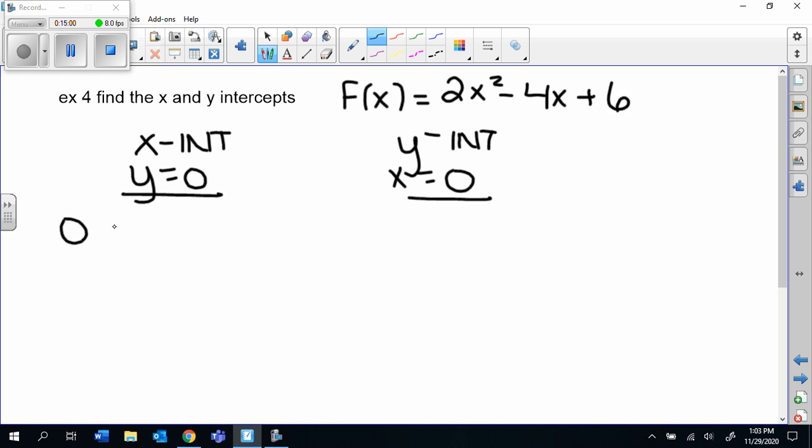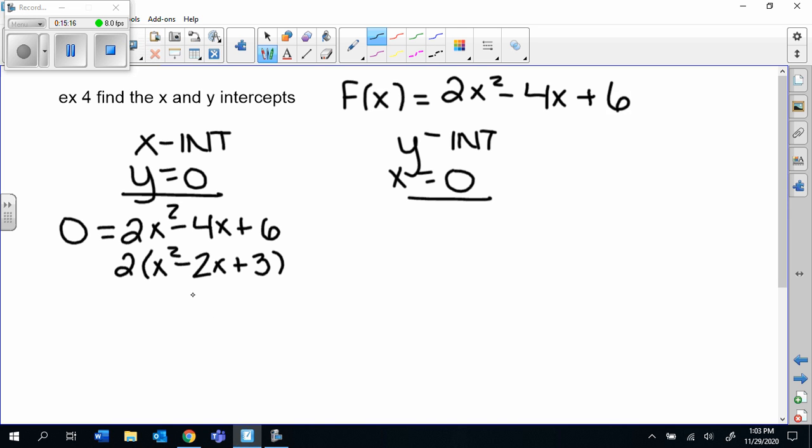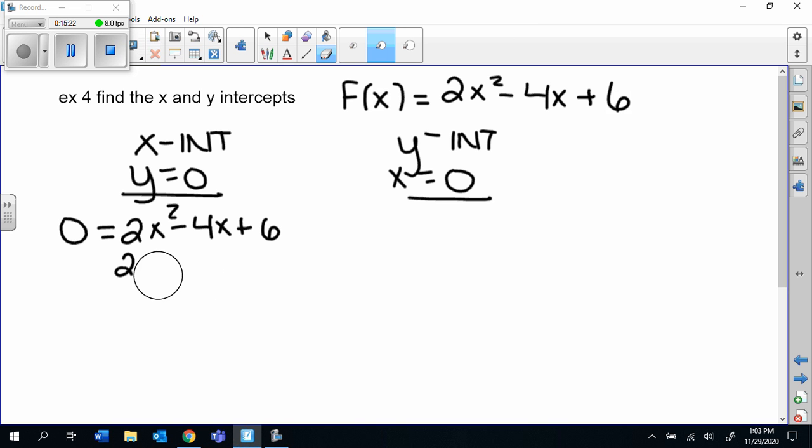So I do not believe this is going to factor. I just know that it doesn't work. Let's just check real quick, see if it factors. X squared minus 2x plus 3. Yeah, no, that's not going to factor because it's a positive 3, not a negative 3. So we are going to have to use the quadratic formula on this.